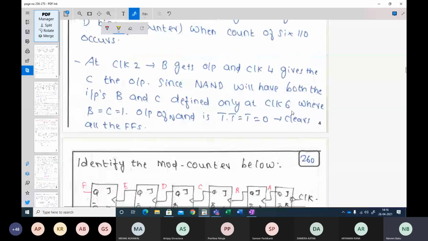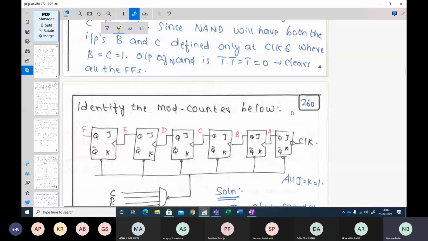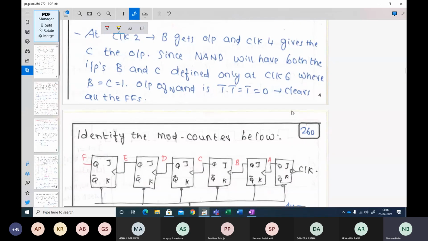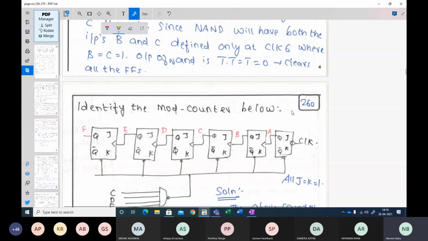Okay. Next, let us move. Let's say, for example, you are given a counter circuit. How do you identify what kind of a counter it is? My question here is, say this is a counter circuit, some mod counter circuit. On looking at the circuit, can you answer the following question?